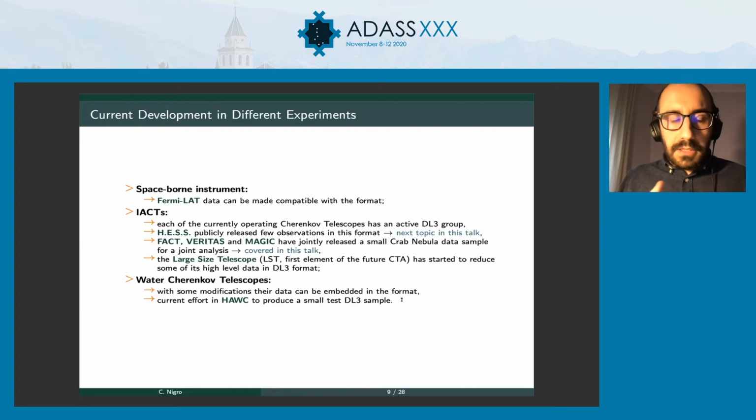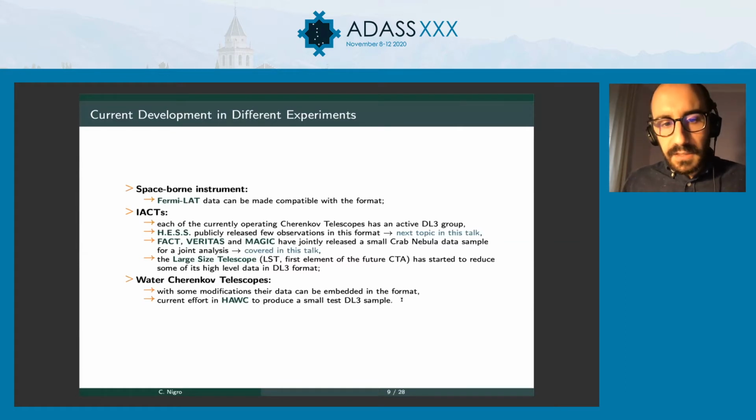So a bit of news about the current development in different experiments. For what concerns spaceborne instruments, they have their own standardized data formats. Fermi-LAT has its own standardized data format, but this data with few modifications can be made compatible with this DL3 data. And we will see it later, a project that actually does it. Then the current Cherenkov telescopes, all of them have an active DL3 group. The H.E.S.S. telescope was the first to actually make a public data release in this format, which will be the next topic in this talk. And then FACT, VERITAS, and MAGIC released just a small sample of the Crab Nebula in this DL3 format for a specific project.